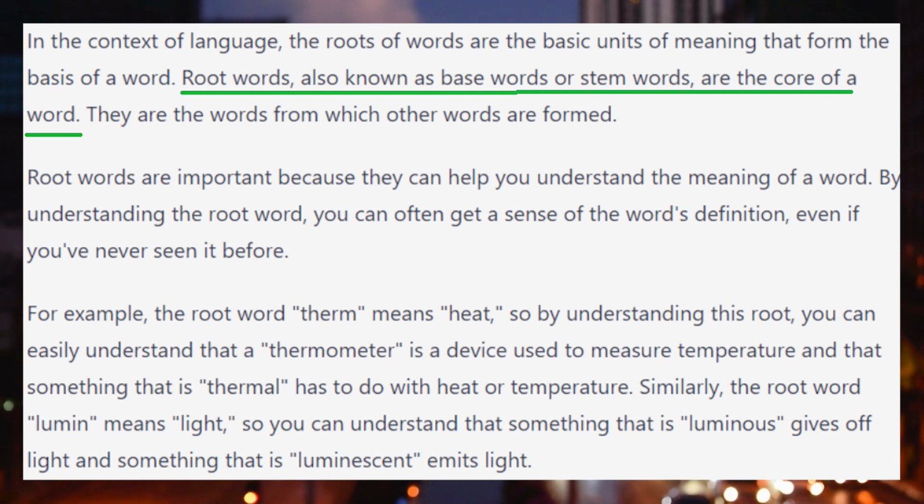For example, the root word therm means heat. So by understanding this root, you can easily understand that a thermometer is a device used to measure temperature, and that something that is thermal has to do with heat or temperature. Similarly, the root word lumen means light, so you can understand that something that is luminous gives off light, and something that is luminescent emits or gives that light.